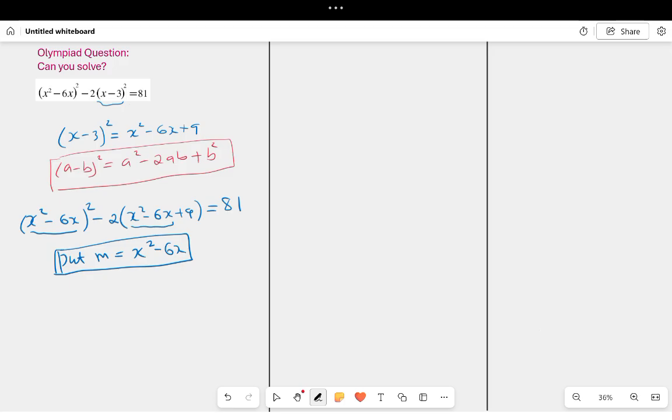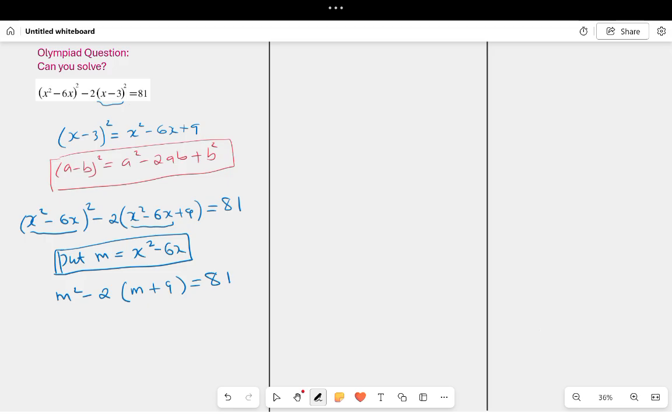Then we want to replace back, so instead of x squared minus 6x, we'll have m. Therefore in the first bracket we are going to have m squared minus 2 times (m plus 9). It's equal to 81.